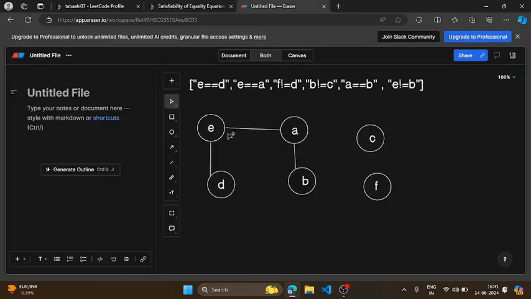Let us suppose these are our example equations: E equal to D, E is equal to A, F is not equal to D, B is not equal to C, A is equal to B, and E is not equal to B, right? I was saying we have to go with a graph, right? So let's suppose each and every character in my equations is a node of a graph. E is one node of the graph, D is another node, similarly A, F, B, C, and all these are nodes of the graph, right? So here we have a graph like this.